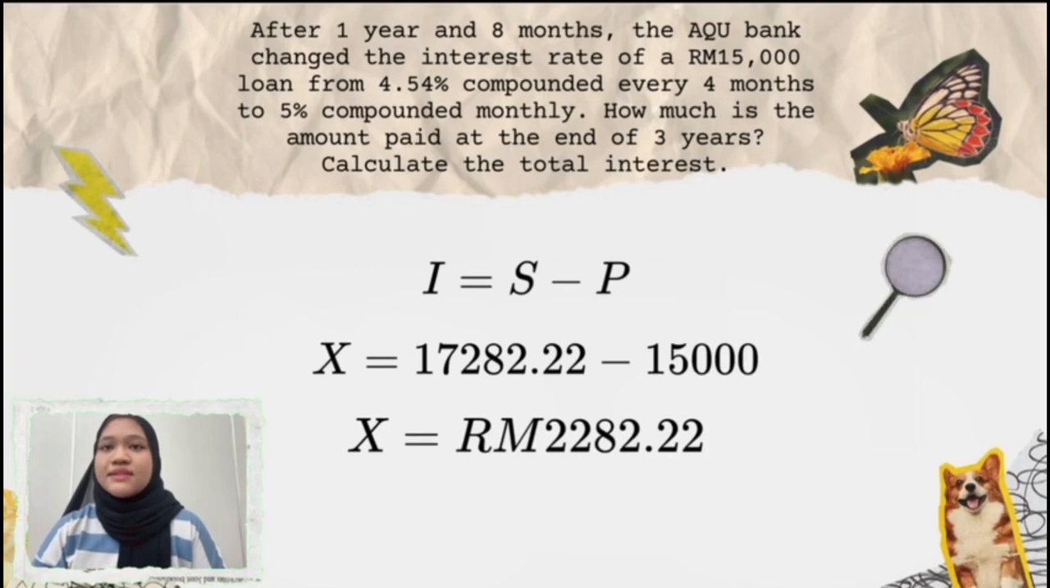Now let's find the total interest. For the total interest, we can use the formula I equal to S minus P.